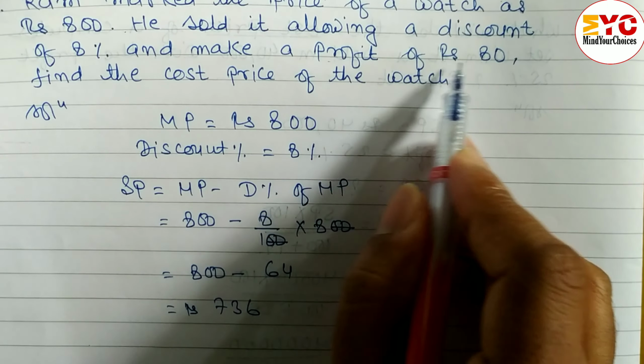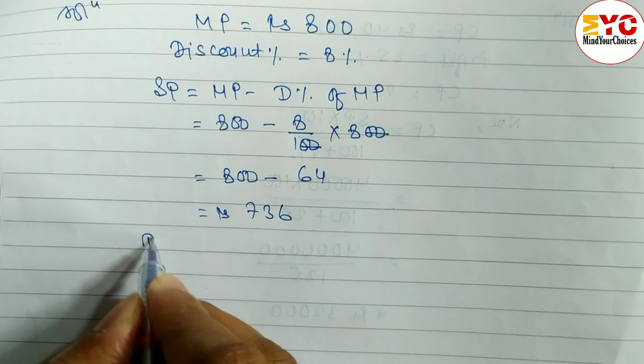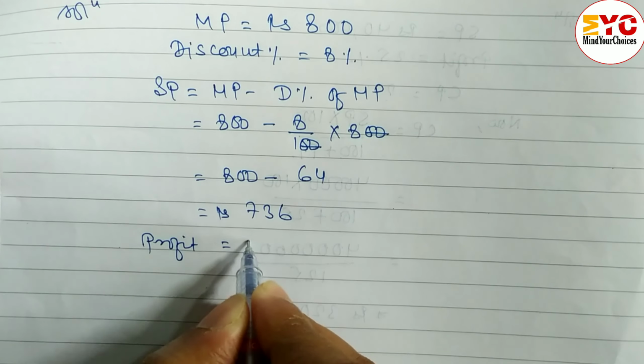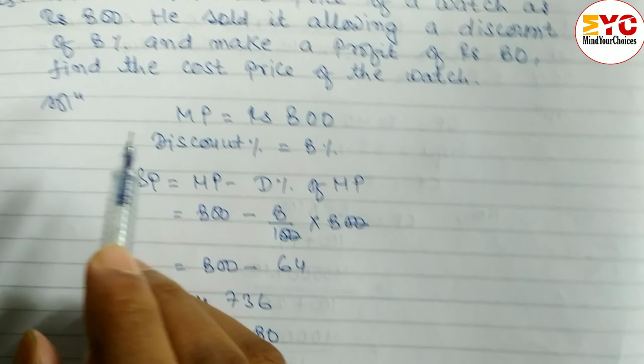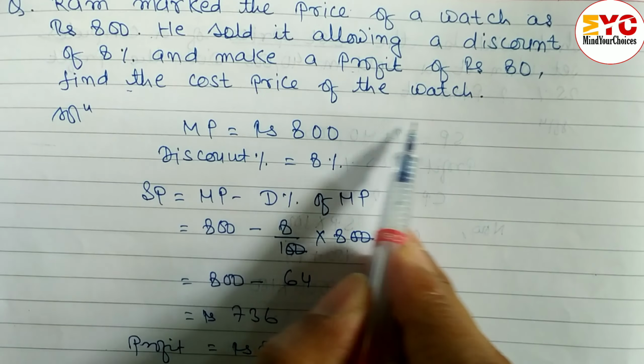After that you can see here profit of 80. Profit is equal to how much here? Profit is equal to rupees 80. Now what do we have to find out? Find the cost price of the watch. CP we have to find out. CP is equal to what?